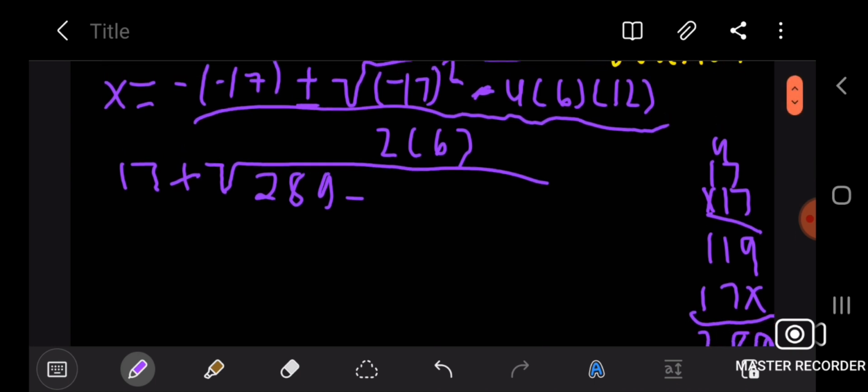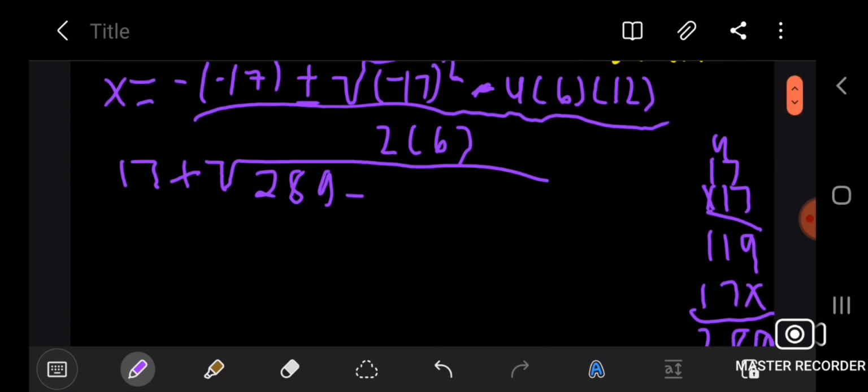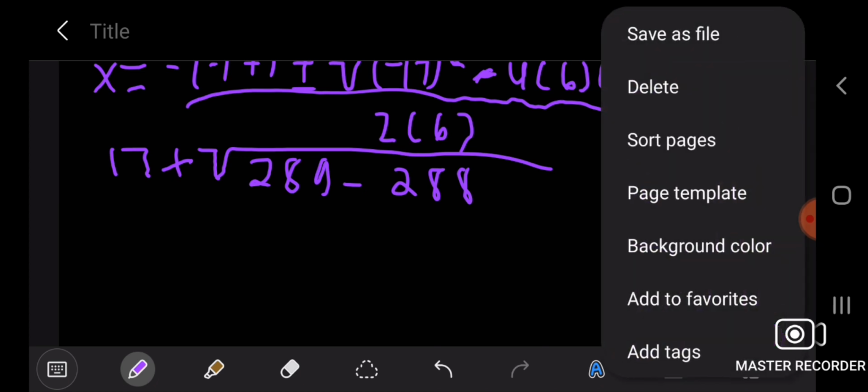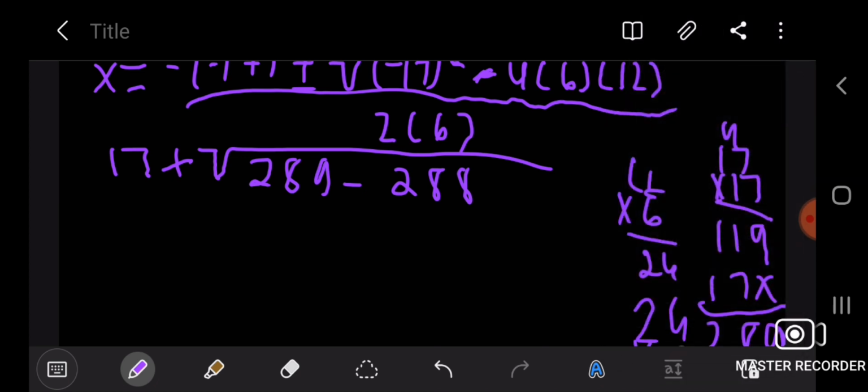Minus 4 times 6, which, as I hope everyone knows if you're learning the quadratic formula, is 24. And then multiply that by 12. This one might take a little longer. We got 288. So 289 minus 288, over 2 times 6, which is 12.